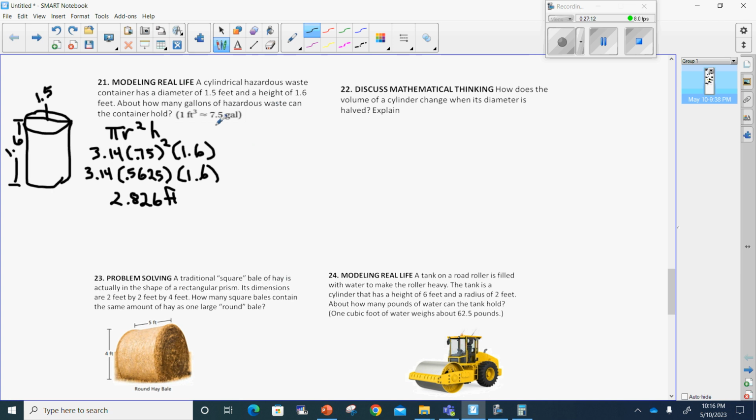And we know over here it said that 1 foot cubed is going to be equal to 7.5 gallons. So they're looking to see how many gallons. Now we're going to cross multiply. Now this is going to give me x, right? X times 1 is x, is going to be equal to 2.826 times 7.5.